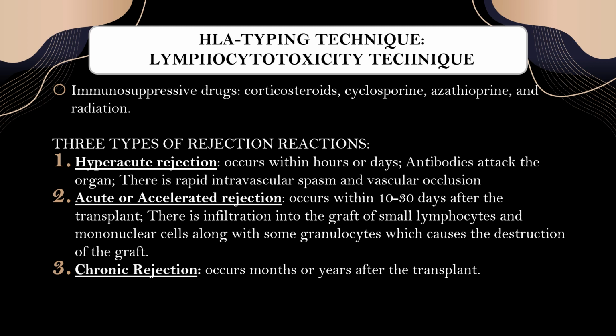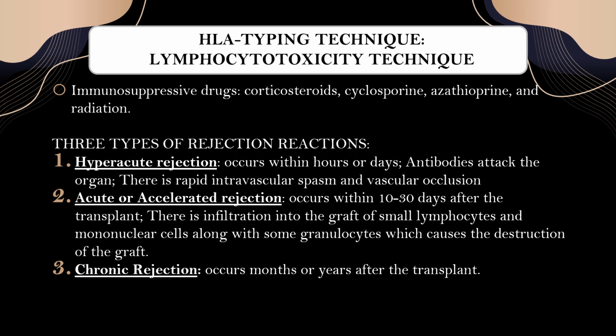Number one is hyperacute rejection, and it occurs within hours or days following the organ transplant. This is due to the attack of preformed antibodies on the organ. In this category of rejection, class, there is a rapid intravascular spasm and vascular occlusion, and the organ is not perfused by the recipient's blood.